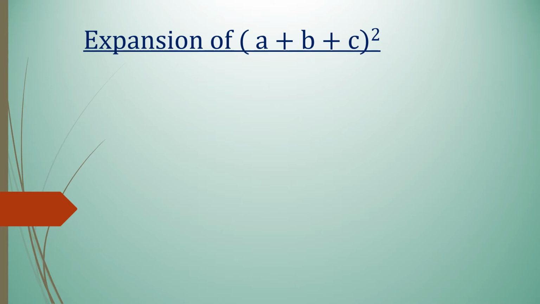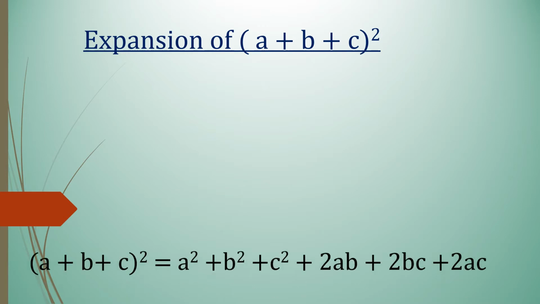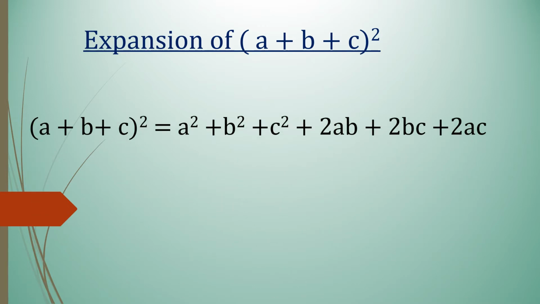Now, students, in practice set 5.4, we are going to learn the expansion of (a plus b plus c) the whole square. So, what is the formula? (a plus b plus c) the whole square is equal to a square plus b square plus c square plus 2 into ab plus 2 into bc plus 2 into ac.